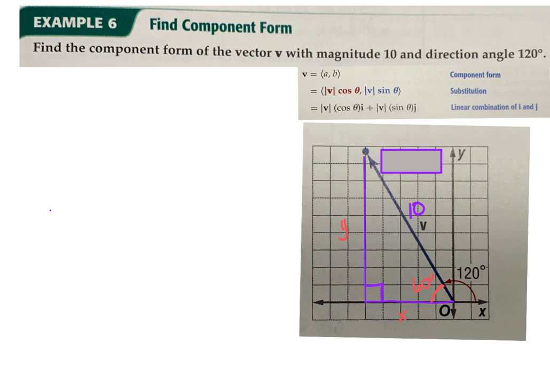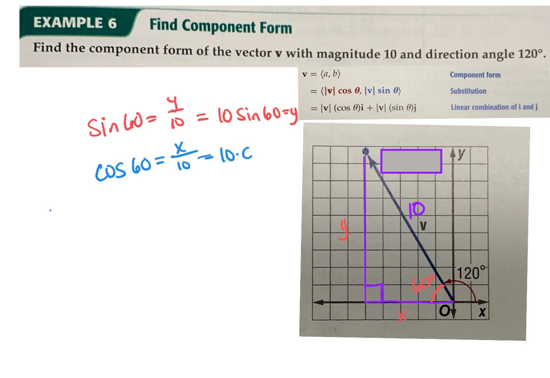And so I can use trig to do this. And so my y value is going to be the sine of 60 over 10. Why? Because the sine of 60 should equal y over 10. If I multiply both sides, I get 10 times the sine of 60. That is going to be my y value of my component form. Everybody see that? SOHCAHTOA, opposite over hypotenuse. Which means that my x value is going to be adjacent over hypotenuse, right? So it's going to be 10 times the cosine of 60.